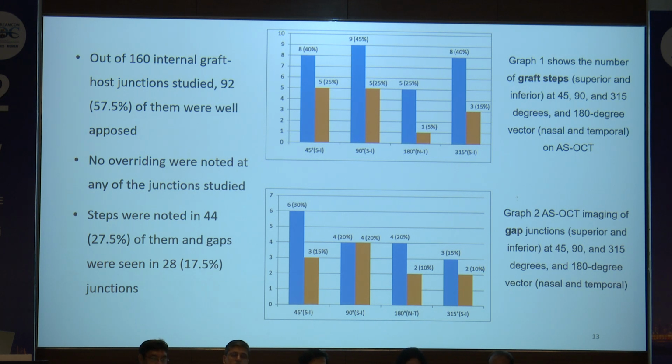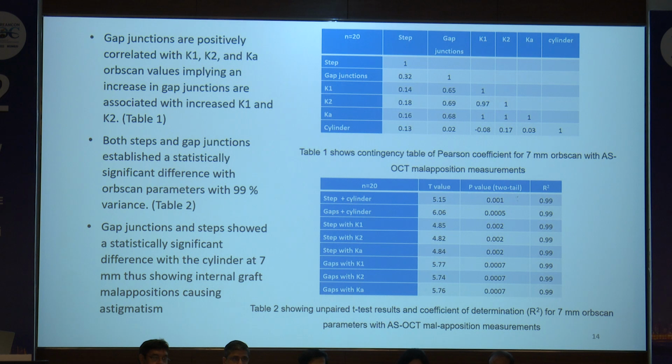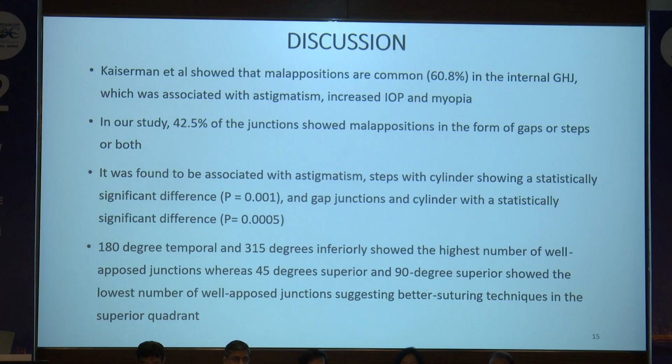Graph 2 shows gap junctions at 45, 90, and 315 degree and 180 degrees. And gap junctions are positively correlated with K1, K2, and Ka Orbscan values, implying an increase in gap junctions is associated with increased K1 and K2. And gap junctions and steps showed a statistically significant difference with the cylinder at 7 mm, thus showing internal graft malappositions causing astigmatism.